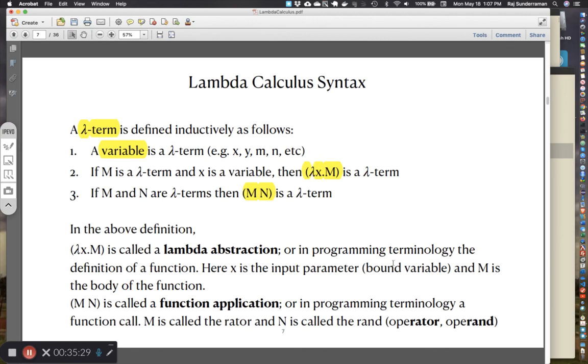That's the terminology. Also, in the lambda abstraction, x is the input parameter. It's also referred to as the bound variable. And m is the body of this function, the body. All right, we're going to stop here. This is 35 minutes, and we'll come back to this next slide and then continue from here in the next video.